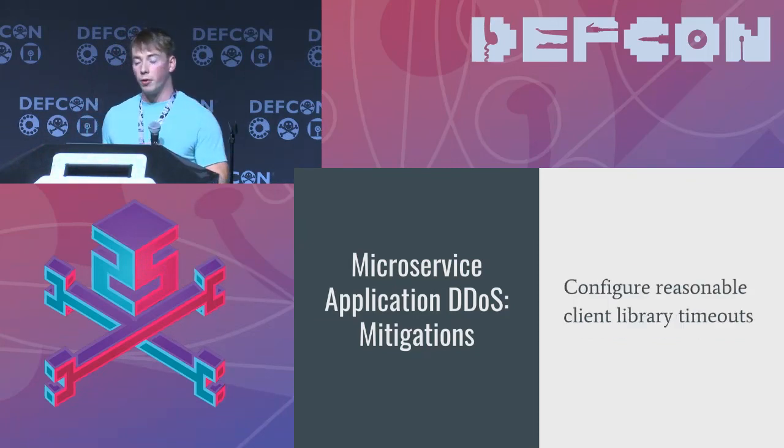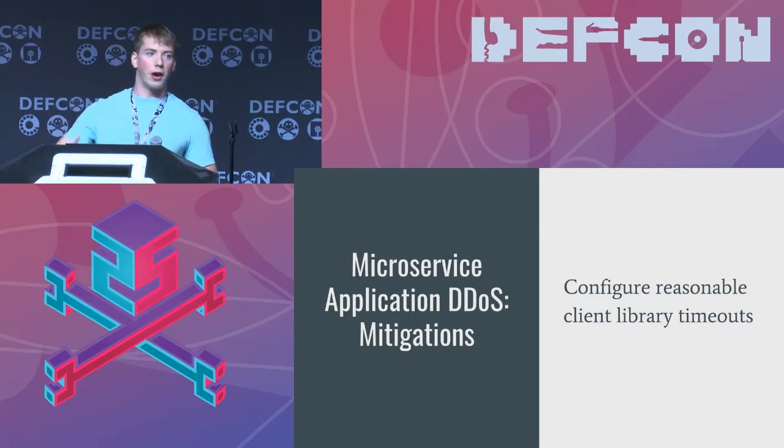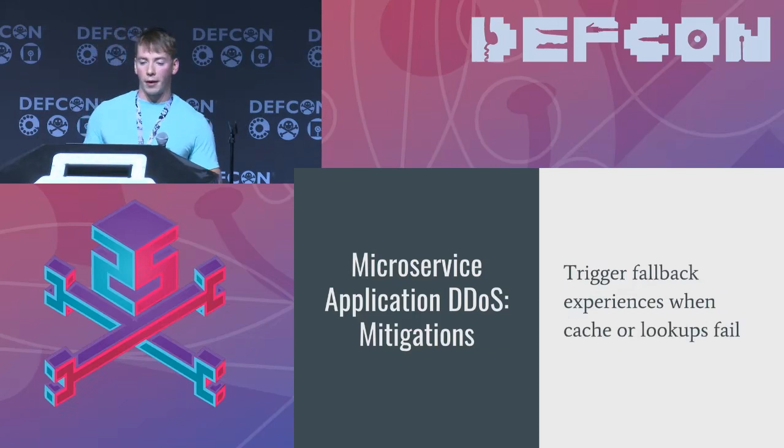You want to configure reasonable client library timeouts, right? If you set your timeouts too aggressive, we might be able to trigger the circuit breaker without a lot of work. If you set the timeouts too lenient, we might be able to cause the services to become really unhealthy before you trigger a circuit breaker. So you have to be conscientious of what your library timeouts should be set to. And then finally, triggering a fallback experience.